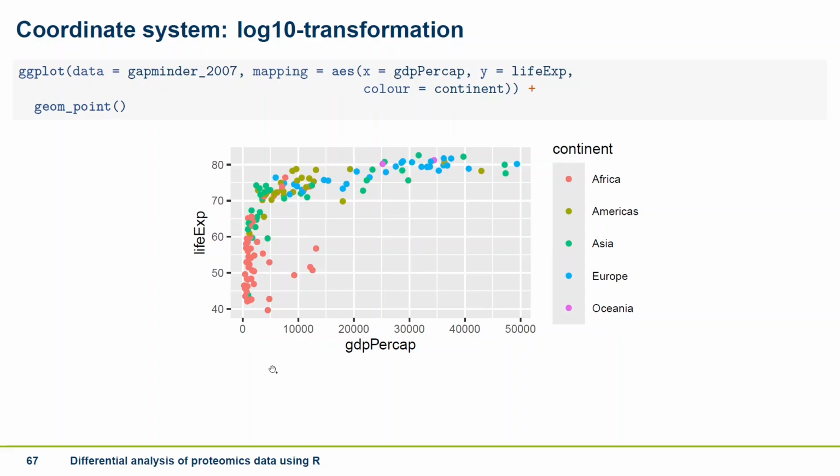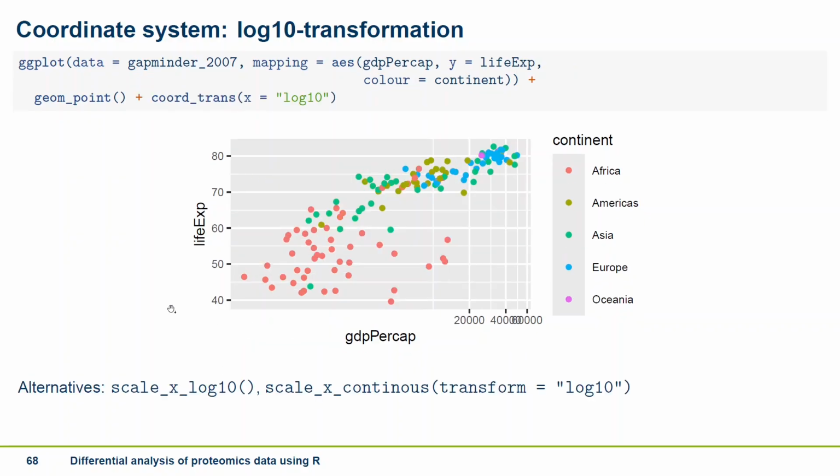And of course, it would be possible to change this in the dataset, to log10 transform the GDP per capita before starting to plot. This would be one possibility. But there are also possibilities to do this directly with ggplot functionality. One of them is to use the coord_trans function. So this transforms the coordinate system, and then you describe which coordinate you want to transform, in this case the x-axis, and then which function to use, which is log10.